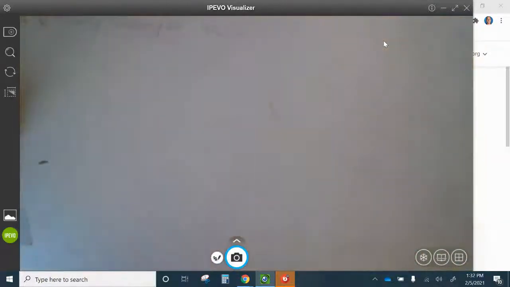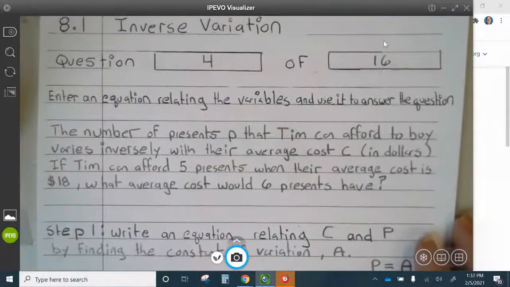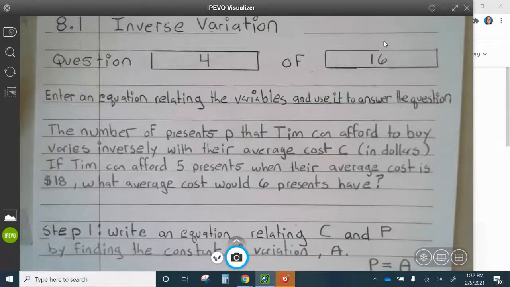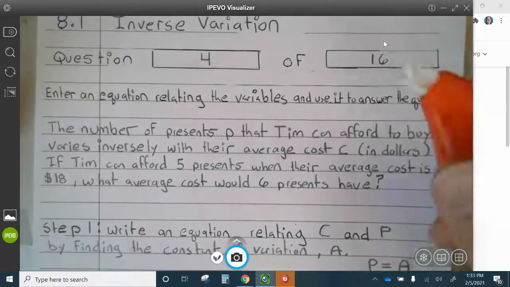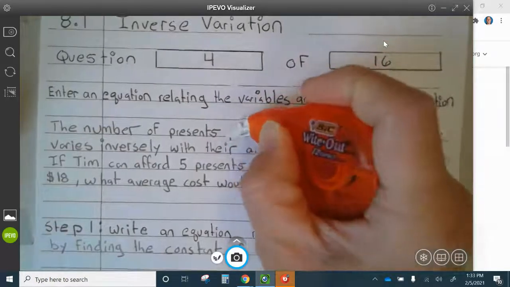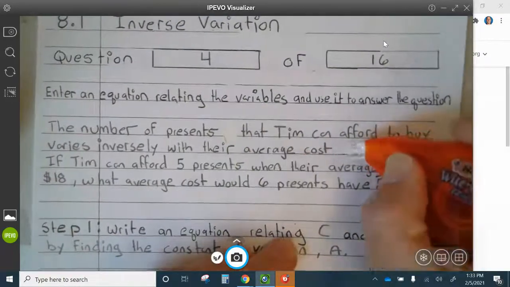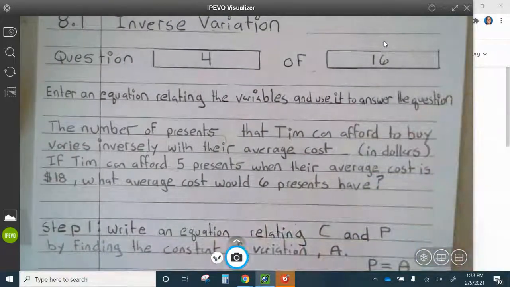Question number 4. Okay? Enter an equation relating two variables and use it to answer the question. The number of presents P that Tim can afford to buy varies inversely with their average cost C in dollars. If Tim can afford 5 presents when their average cost is $18, what average cost would 6 presents have? Now, again, I'm going to rewrite P and C as capital letters so it's easier to understand my work.